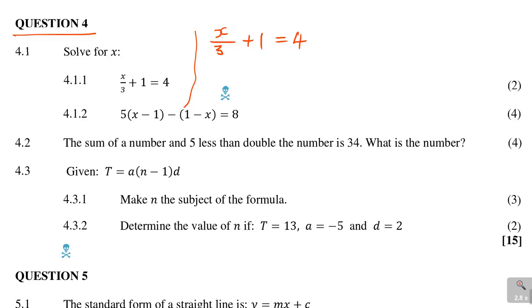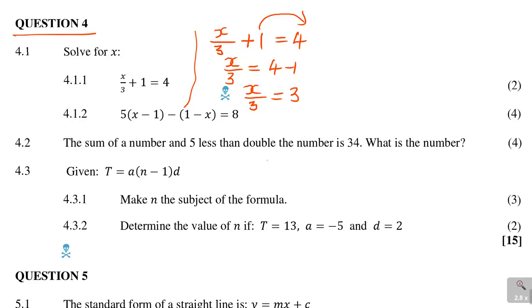Simple things first. Remain with x on one side. When it's a plus, it means it's separate. So x over 3 is equal to 4 minus 1. Now 4 minus 1 is equal to 3.